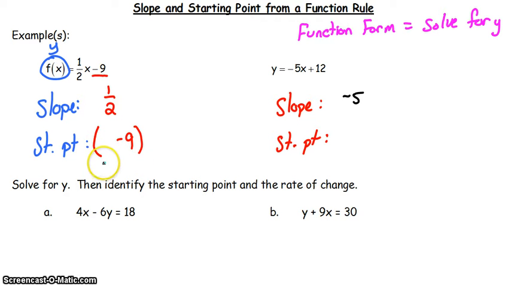What's your x coordinate every time for a starting point or for a y-intercept? That's right, it's 0. Hopefully you said 0. So 0, -9 would be your starting point for this first example. The second example, your starting point, again 0 for your x. In this case you're adding 12. That's your constant in your function rule, so it's 0, 12.